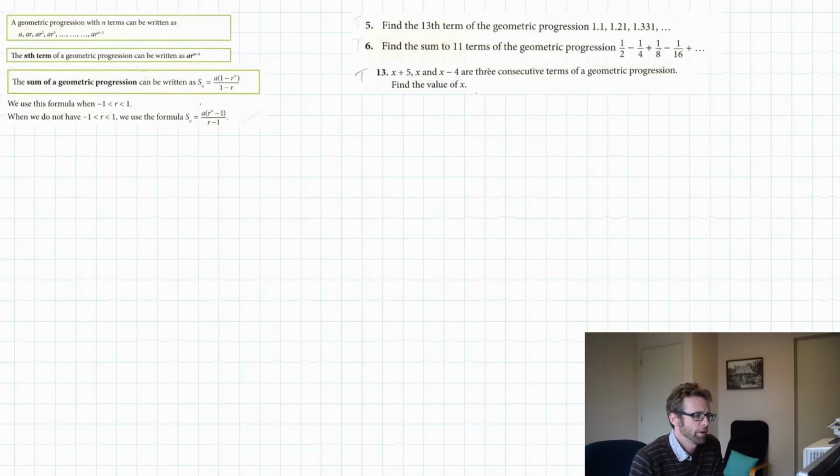Alright. Okay guys, so we're going to carry on with a few more questions from the exercise. We're going to start off with number 5 over here. Okay, what have we got? We've got to find the 13th term of this geometric progression. So 1.1 goes to 1.21. Now, this looks very familiar to me. I'm timesing by 1.1.